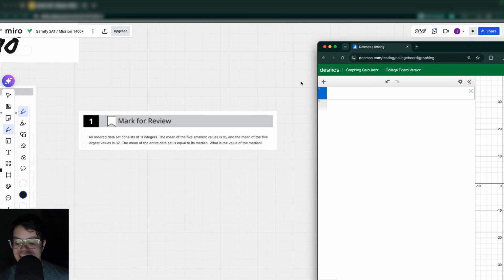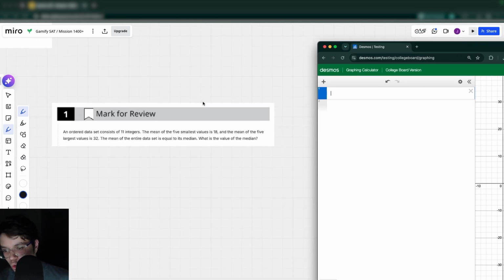Now let's go on to the one that's just actually very hard. So we have an ordered data set with 11 different integers. The mean of the 5 smallest is 18. The mean of the 5 largest is 32. The mean of the entire data set is equal to the median. What is the value of the median?